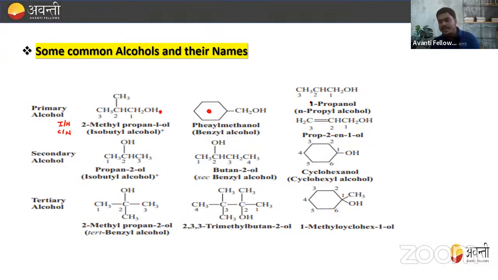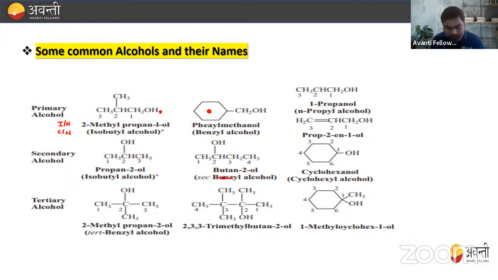Now, this is known by the IUPAC name 1-propanol, and we can write its common name as propyl alcohol. Similarly, if you want to name the secondary alcohols on the same basis, we have propan-2-ol, butan-2-ol, and cyclohexanol. So these are all the IUPAC names. Now, what is the common name? Propan-2-ol is also known as isopropyl alcohol. This one is butanol, so this is called secondary butanol.